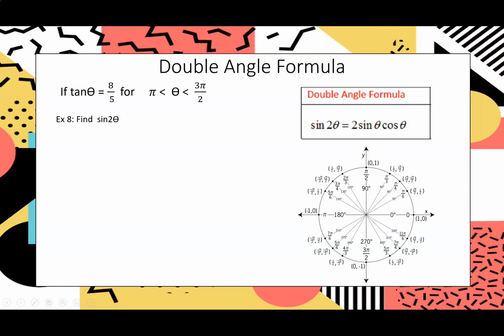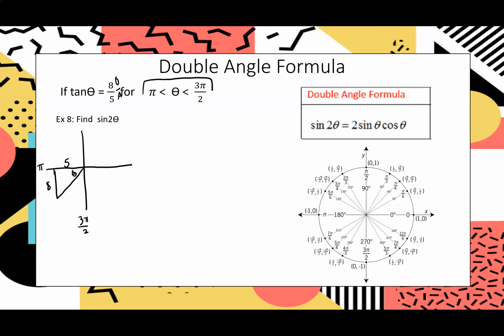All right, so this is our last problem here. So we've got sine of 2 theta, and we are between pi and 3 pi over 2. So that tells me that we are in our third quadrant. Why do I know that? Well, this is my pi, and this is my 3 pi over 2. Tangent is opposite over adjacent. So my opposite goes here, the 8, because this is opposite. And then my adjacent is going to be here.